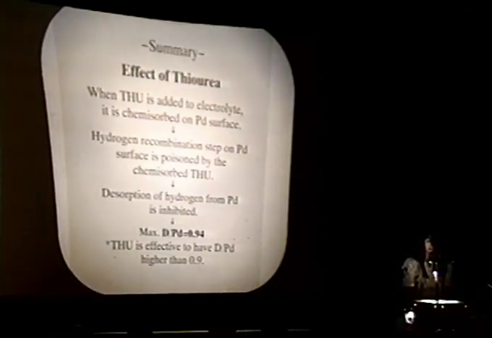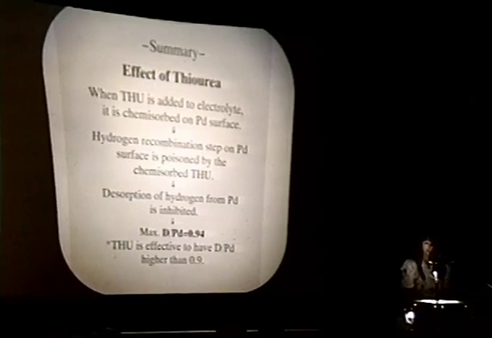To summarize the effect of thiourea, when thiourea is added to the electrolyte, it is chemisorbed on the palladium surface. So, the hydrogen recombination step on the palladium surface is poisoned by the chemisorbed thiourea. Then, desorption of hydrogen from palladium is inhibited. Maximum D over PD of 0.94 is attained. Therefore, thiourea is effective to have D over PD higher than 0.9.